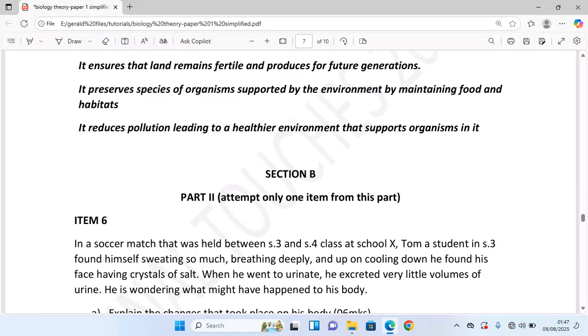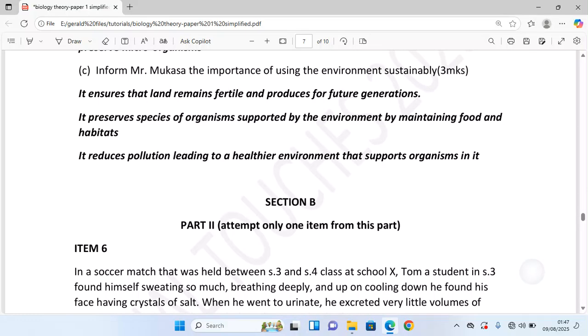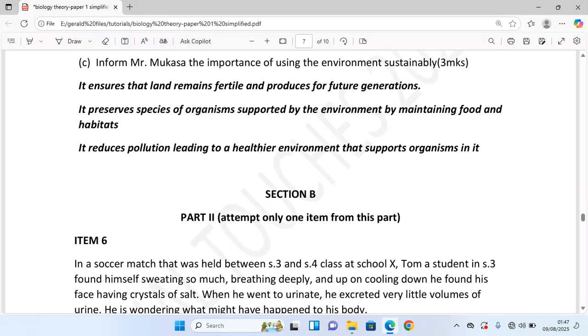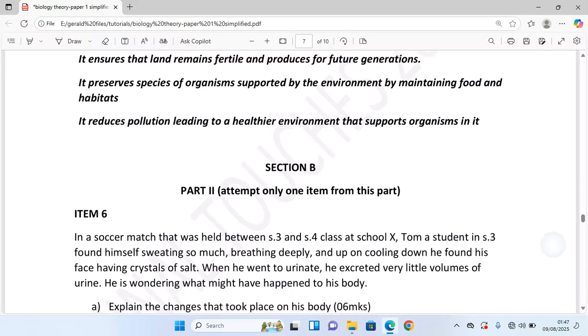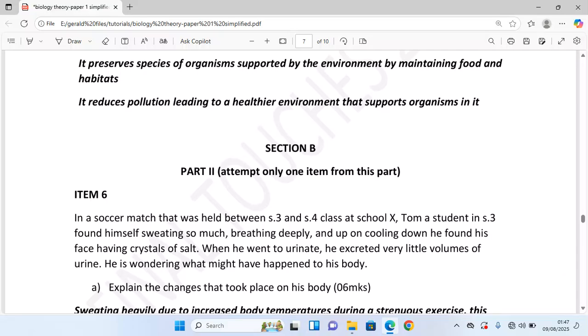But remember, we said we answer the scenario, meaning you have to personalize those effects to the scenario in question. Personalizing these importances to the scenario, for example, you see that it ensures that land remains fertile and produces for future generations. It preserves species of organisms, that one we mentioned in the first one. It reduces pollution, leading to a healthier environment that supports organisms in it.